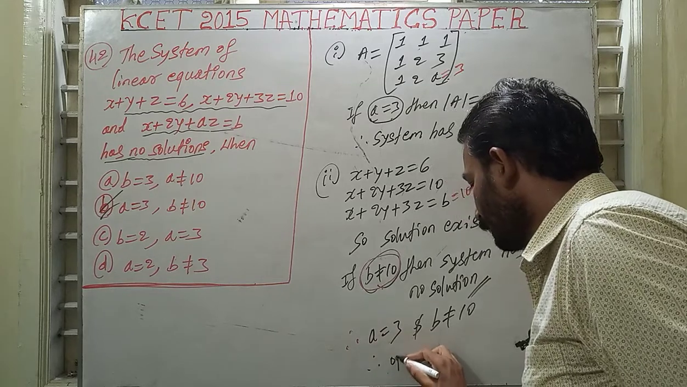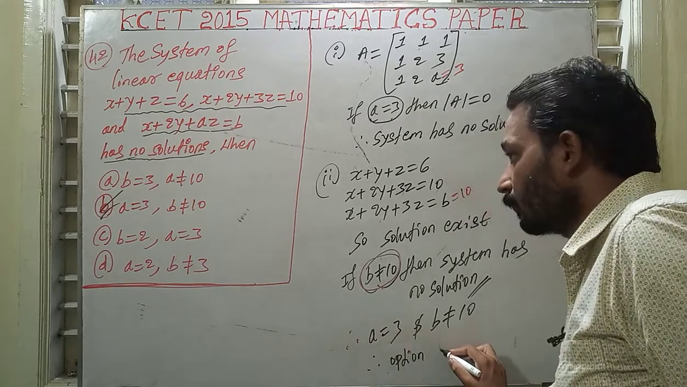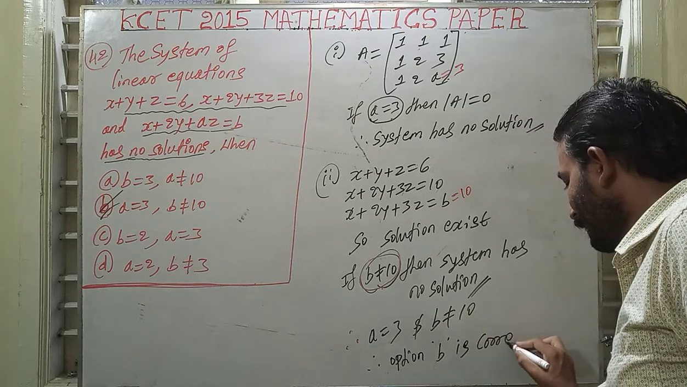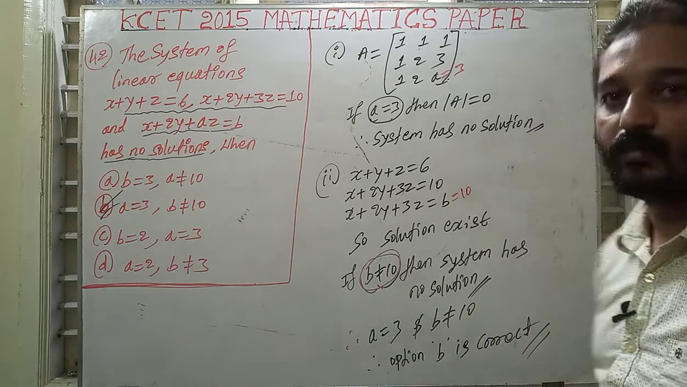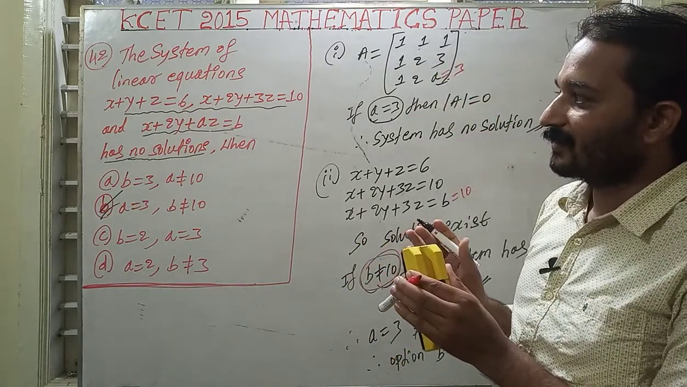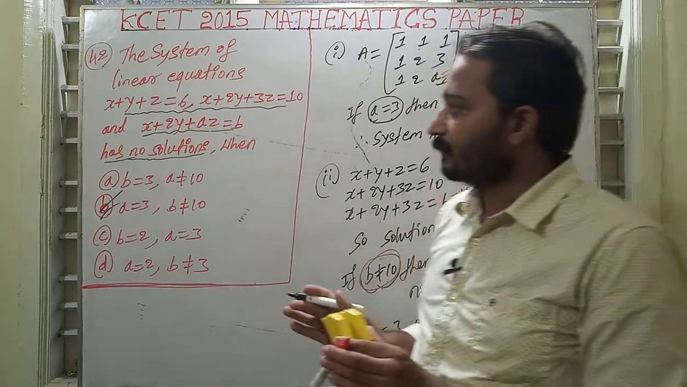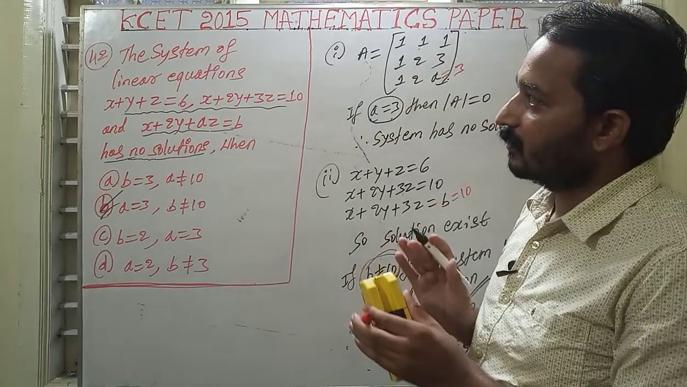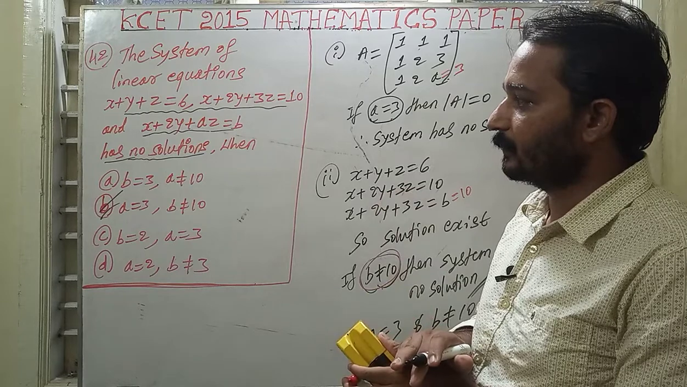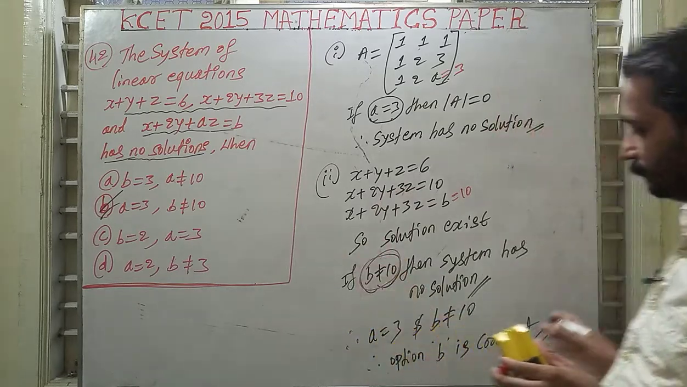Therefore option B is the good answer. B is correct. So this is a moderate problem. Most of the students attempt this question. This is the type of question usually asked in JEE. Okay, so take it down.